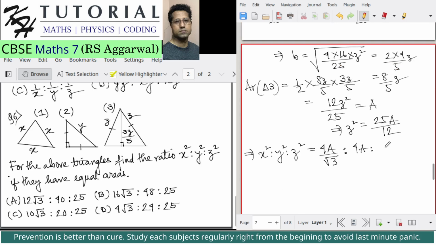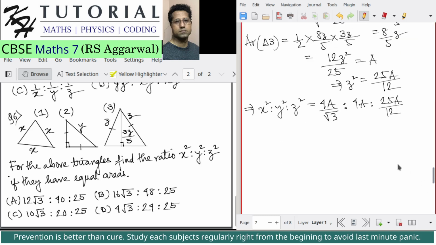4a is to root 3 a square is 25a by 12. How do I simplify this ratio? Definitely we can cancel out a from all the parts. So this is equal to a multiplied by 4 by root 3 is to a 4 is to a 25 by 12. Now I can cancel out a.